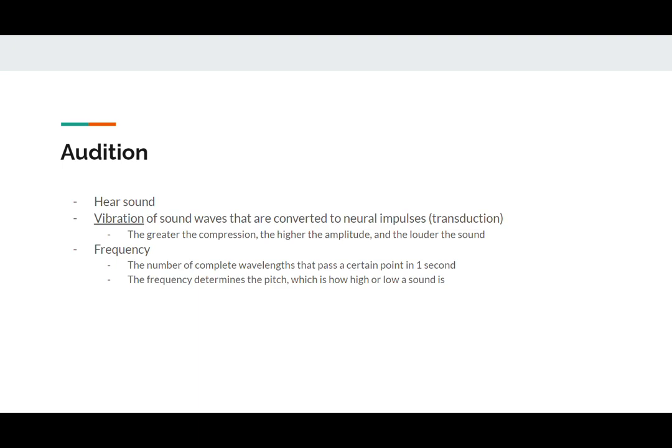It happens when the vibration of sound waves is converted to neural impulses. Each vibration causes molecules to compress and expand. The greater the compression, the higher the amplitude, and the louder the sound. Another characteristic of a sound wave is frequency, the number of complete wavelengths that pass a certain point in 1 second. This also works for wavelengths, like for division, in color. The frequency determines the pitch, which is how high or low a sound is. The shorter the frequency, the higher the pitch.